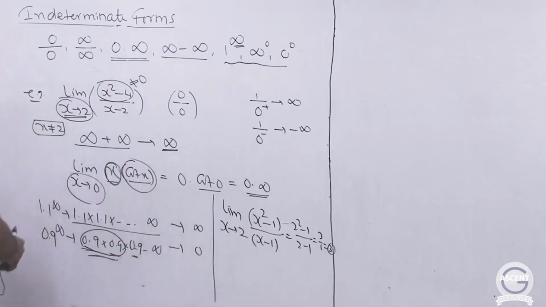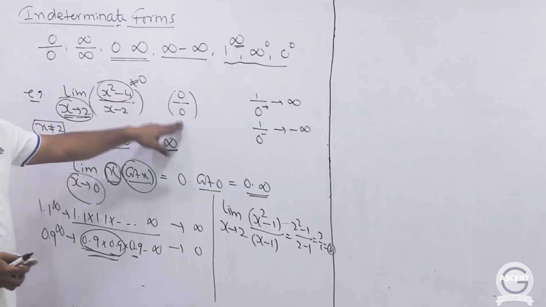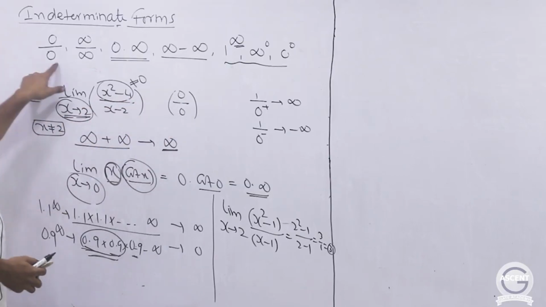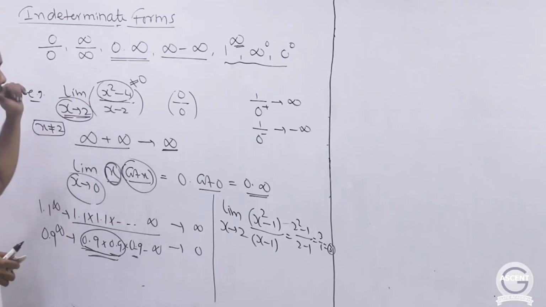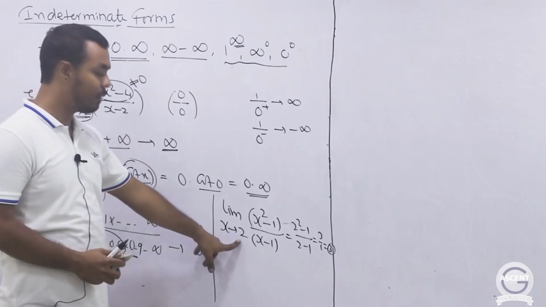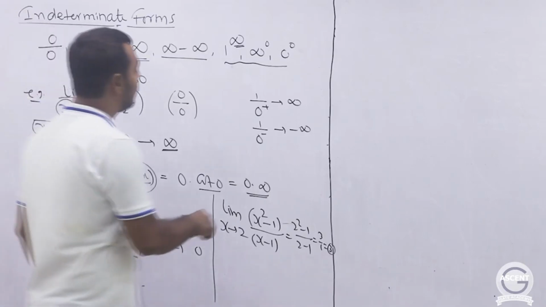But in this example, we cannot directly substitute x equals 2 because if you substitute 2 here, then you will get 0 by 0 indeterminate form. So only when you are getting any one of these indeterminate forms, then you have to do further simplification. Otherwise, you can directly substitute the value of the limit. Okay, so this was all about indeterminate forms.